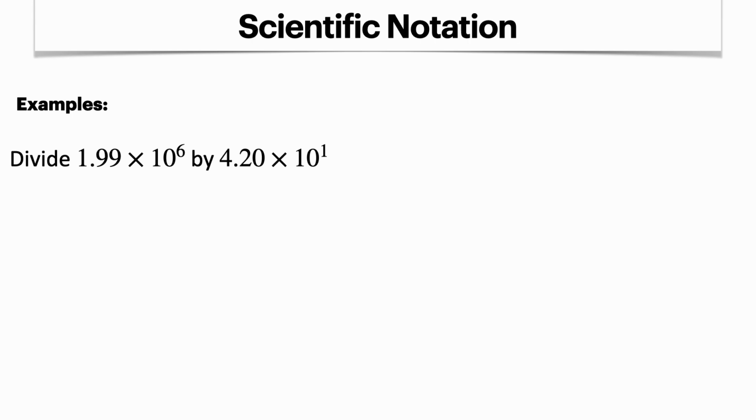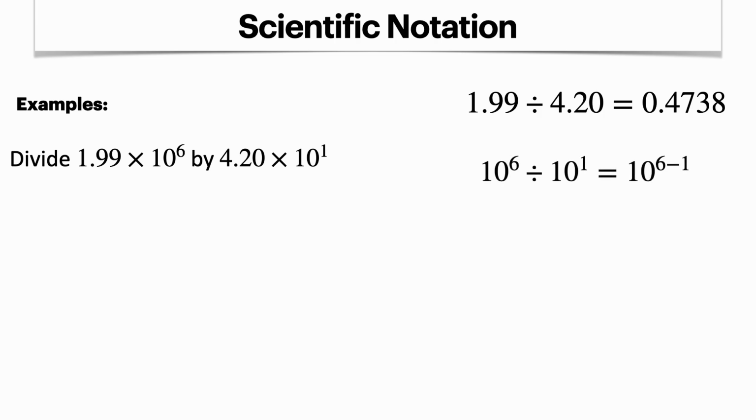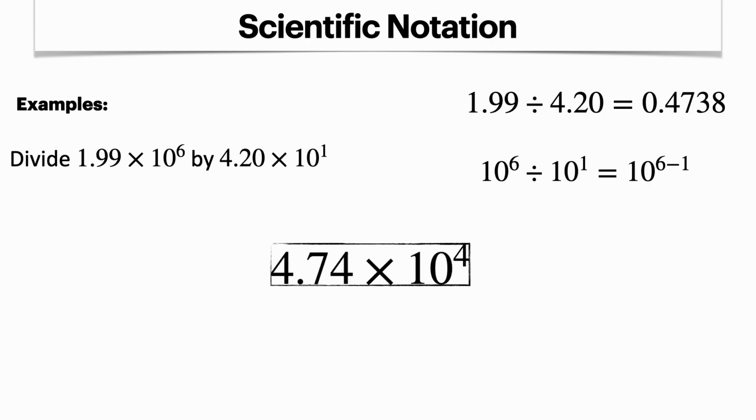Okay, divide 1.99 times 10 to the 6th by 4.2 times 10 to the 1st. We divide as normal, and we get 0.4738. We also divide the times 10 to the number, which means we have to subtract, but we also have to adjust. It would be times 10 to the 5th, but we have to move the decimal place, so it's 4.74 times 10 to the 4th. We have to make those adjustments.